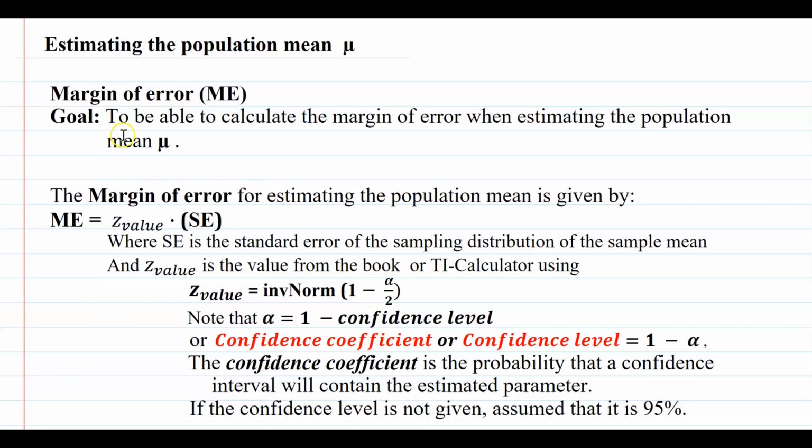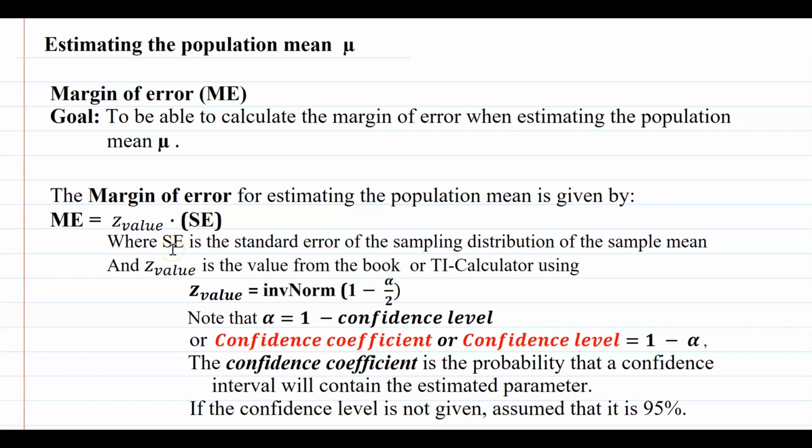In this video, I will discuss the concept related to the margin of error, especially when estimating the population mean mu. When we estimate the population mean mu using an interval, then we need to know how to calculate the margin of error. So in this video, our main focus is how to calculate the margin of error when estimating the population mean mu. Now the margin of error, ME, is given by this formula, Z value times SE.